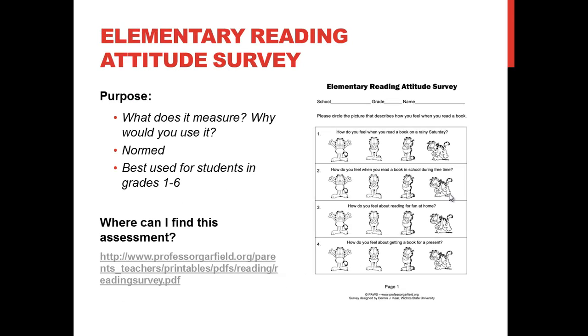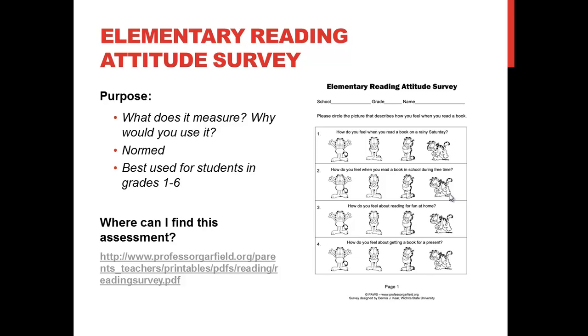So we're going to look at 2 assessments. The first one is the Elementary Reading Attitude Survey, and this is most appropriate for students in grades 1 through 6. And this is the assessment that I talked about a little bit earlier. This one measures reading attitude.